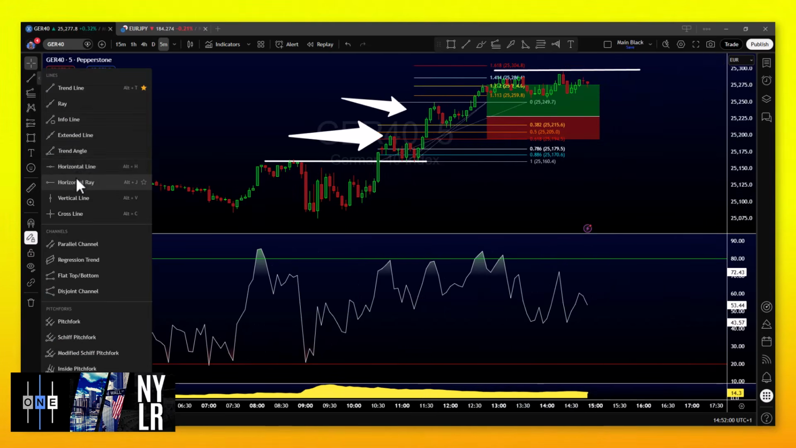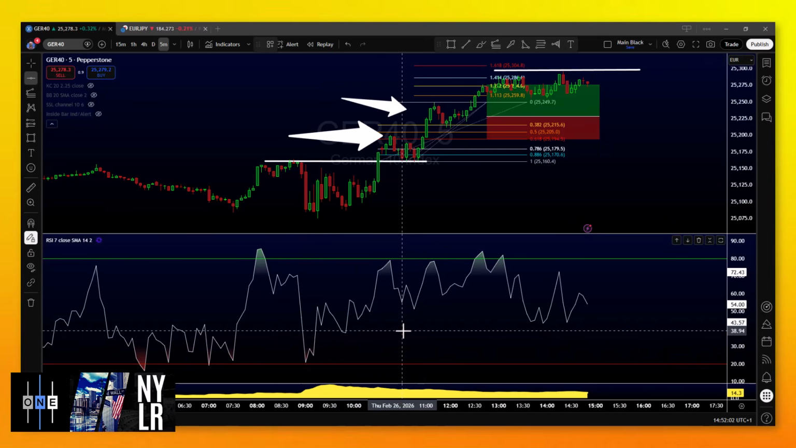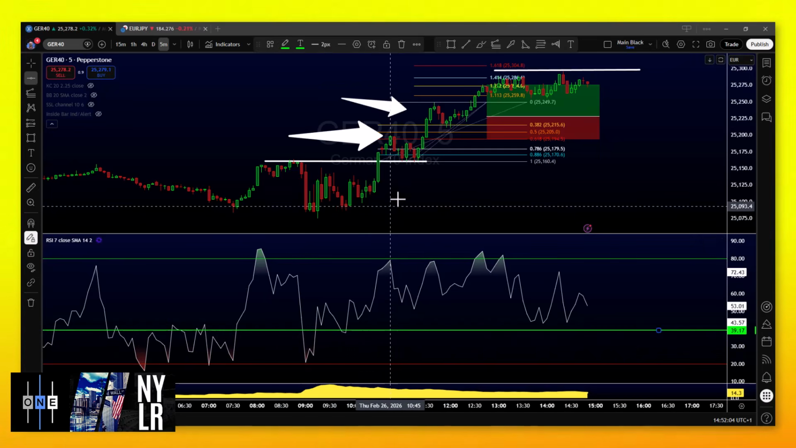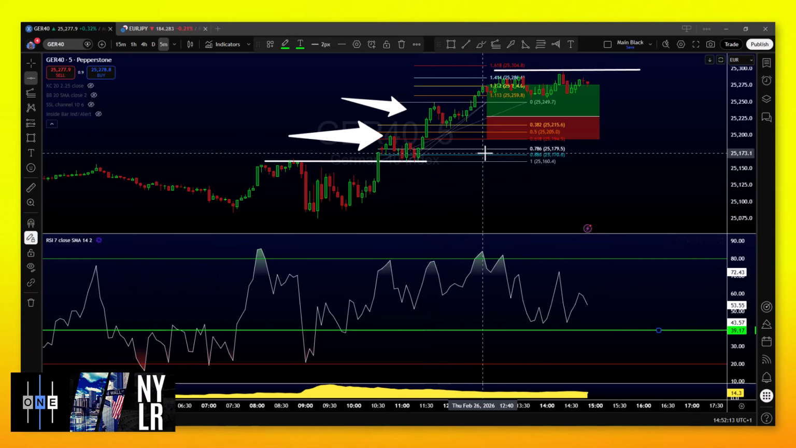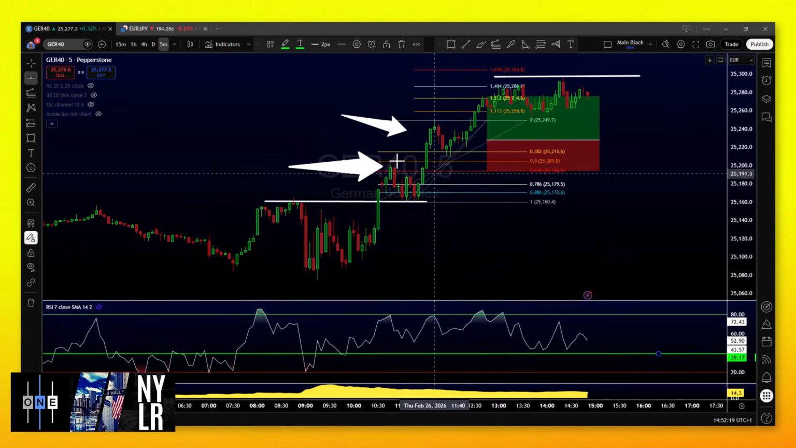So let's draw that. Let's draw that 40 level in. It does look like it, right? So entry 1 definitely above the 40. So that could have confirmed that or been used as a filter. Entry 2 definitely above the 40. Other things you may want to use, right?